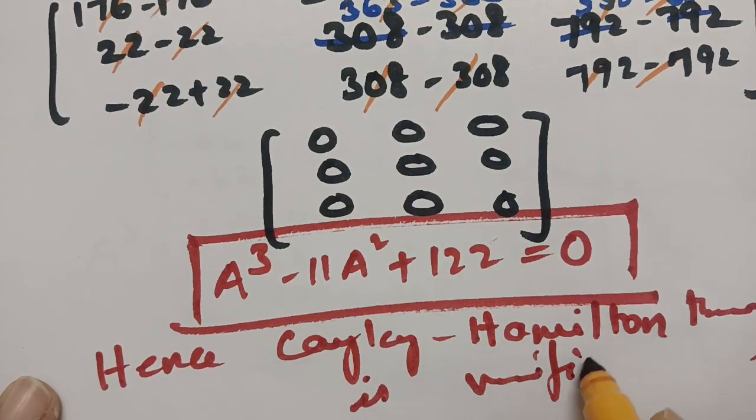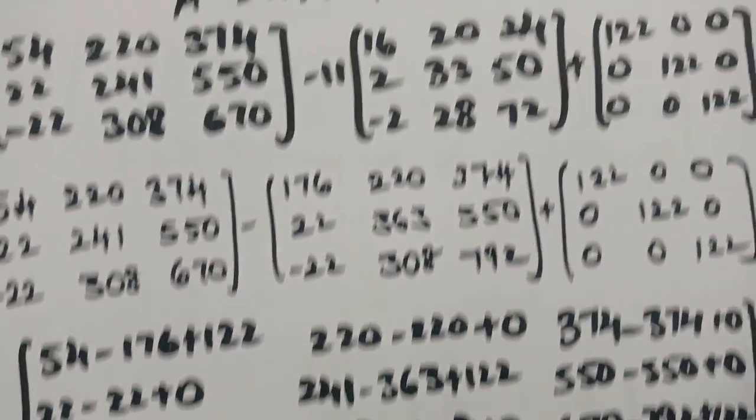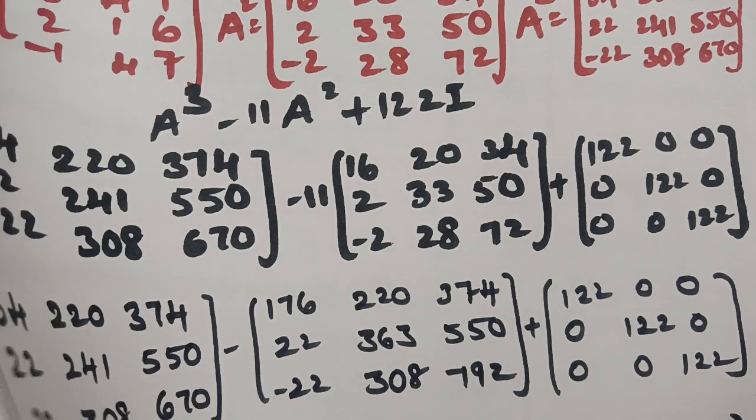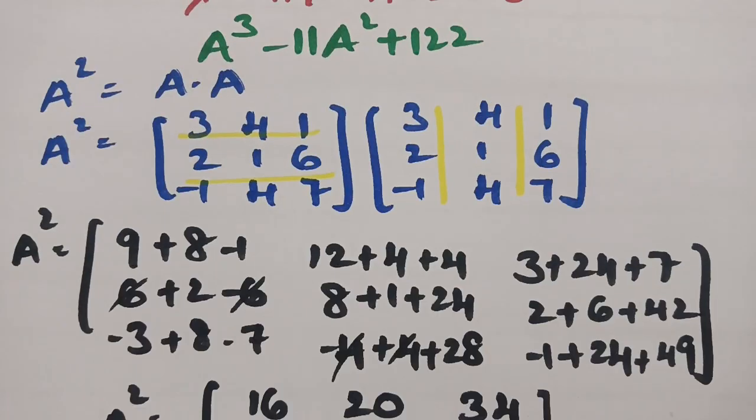Cayley-Hamilton theorem is verified. Clear? So here everything is ready. Each and every step I have explained to you, A cube, A square and A. And now the last thing is we have to find A inverse. For finding A inverse, see here.